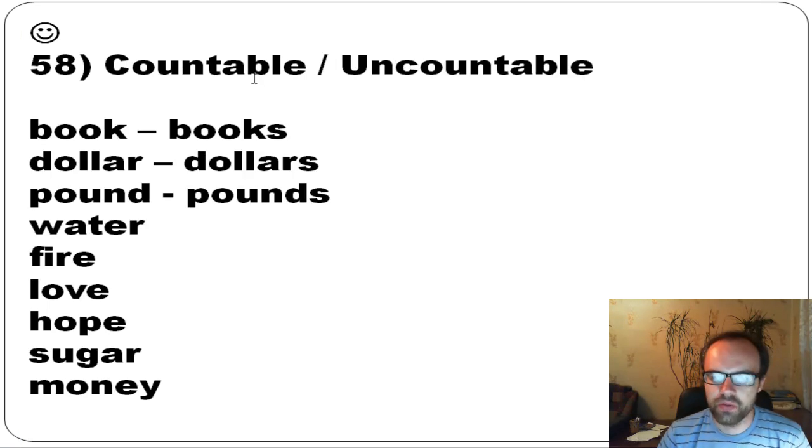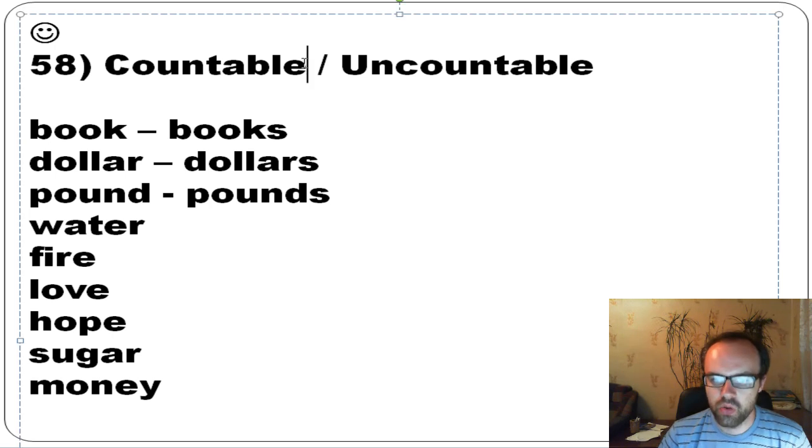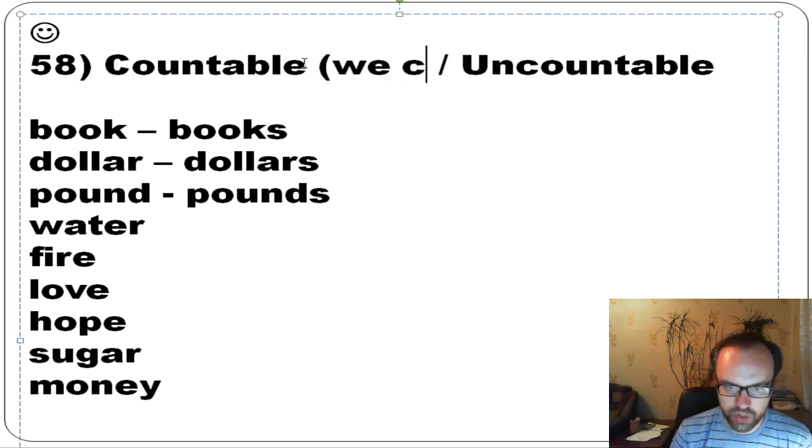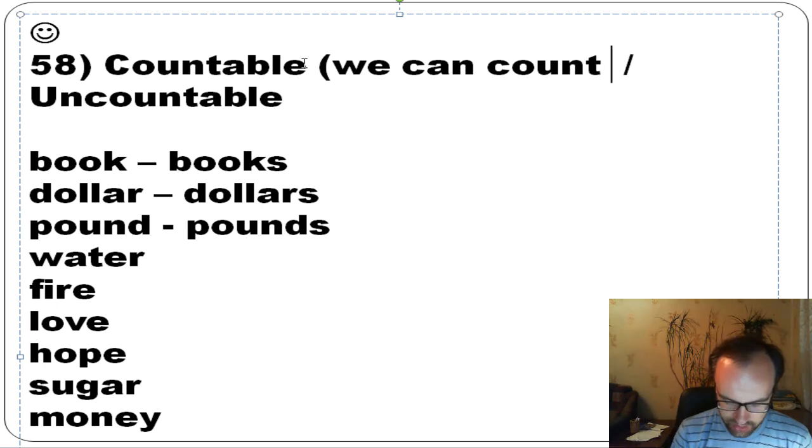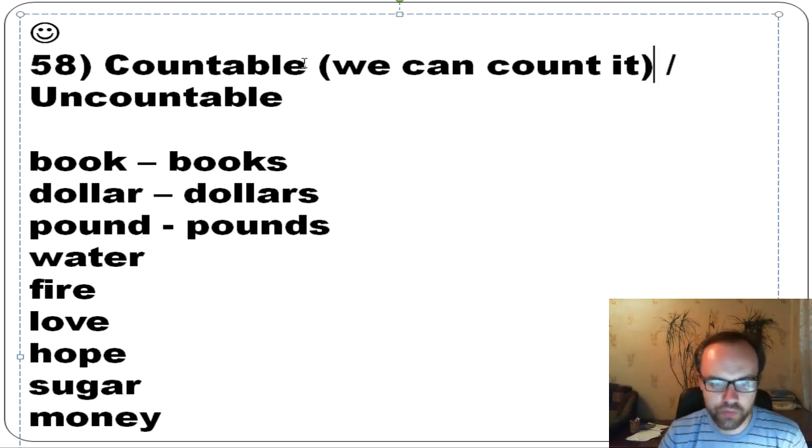Well, what about nouns? They can be countable and uncountable. So countable nouns, for example, book, books. We can count it. 1, 2, 3, 4, 5. Yeah, 1 book, 2 books, 3 books. Dollars, $1, $2, $3. So we can count it. Pounds, yes, 3 pounds, 10 pounds, 4 pounds.